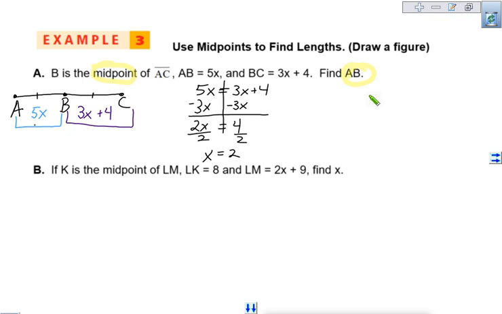No, because it asked us to find the length of AB. So we need to figure out the length of AB. Now in our problem it said that AB equals 5x. Do not tell me this is your answer. It is not. You were asked to find the length of it, which means a number. So we need to substitute that 2 in for x. So 5 times 2 is 10. That is your answer.